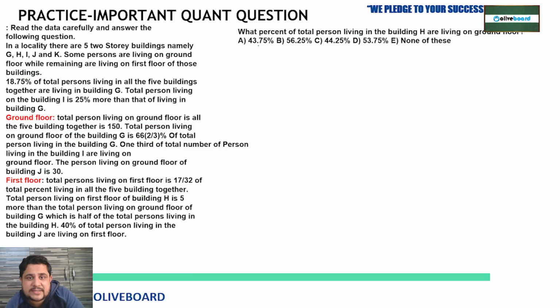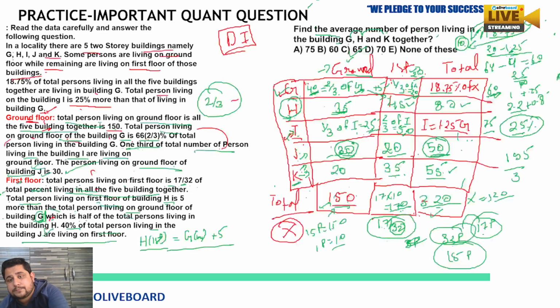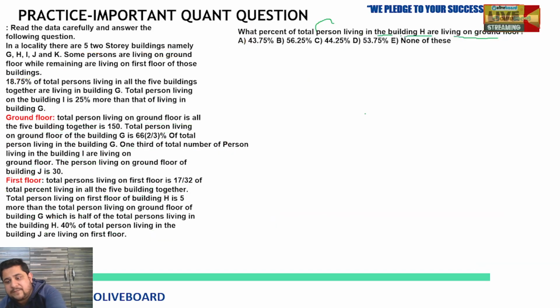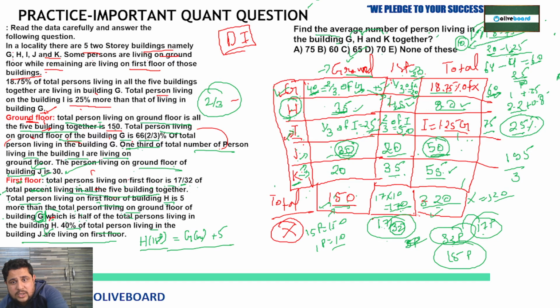The next question based on the same DI is, what percent of total persons living in building H are living on ground floor? So how many in building H? So we will go back. In building H, as we have calculated, total 80, on first floor 45, on ground floor 35. So they are talking about total 80, and out of these 80 they are talking about ground floor. So on ground floor there are 35 persons living.